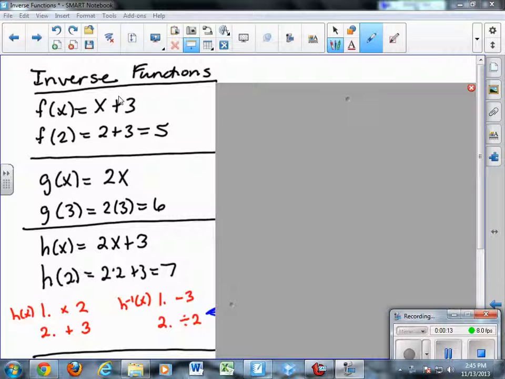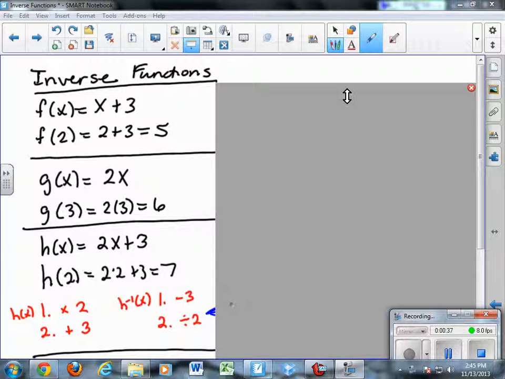In an inverse function, we are looking to see if a function undoes itself. In other words, we find the function that undoes another function. So if I have f of x equals x plus 3, for example I could put 2 in the function and I would get 5 out. I'm looking for the function that allows me to put 5 in the function and get back to 2.